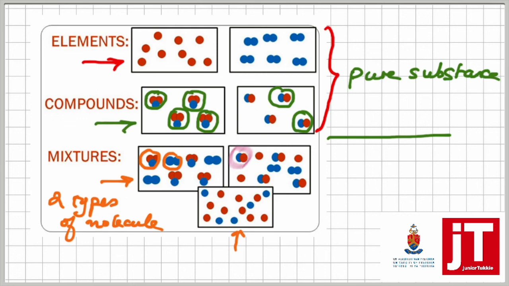If we have a look there, we've got the red and the blue bonded together like that. We've also got a diatomic in the mixture, like that. We've got some single atoms in the mixture, like that. So we've got a number of different substances. So here we have a mixture of pure substances, a mixture of different substances.